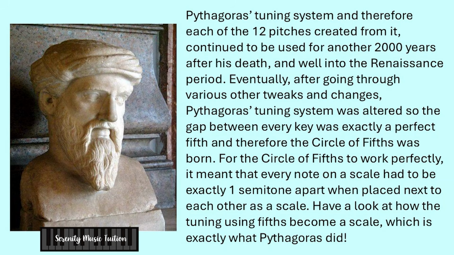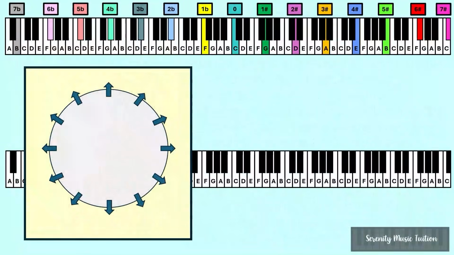For the circle of fifths to work perfectly, it meant that every note on a scale had to be exactly one semitone apart when placed next to each other as a scale. Have a look at how the tuning using fifths became a scale, which is exactly what Pythagoras did.